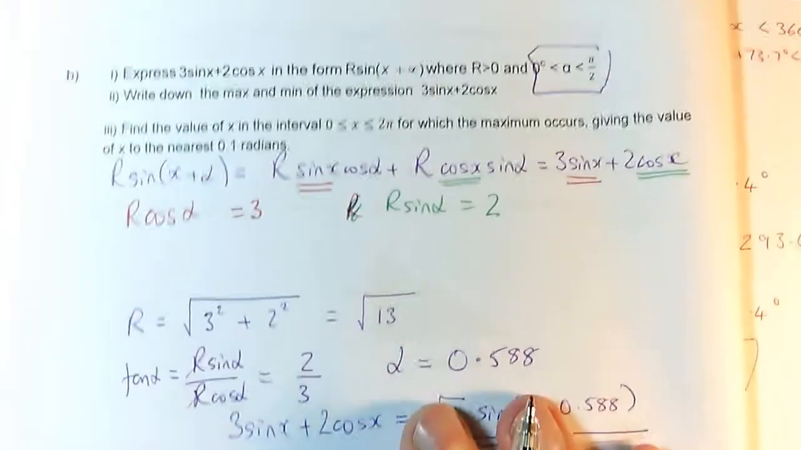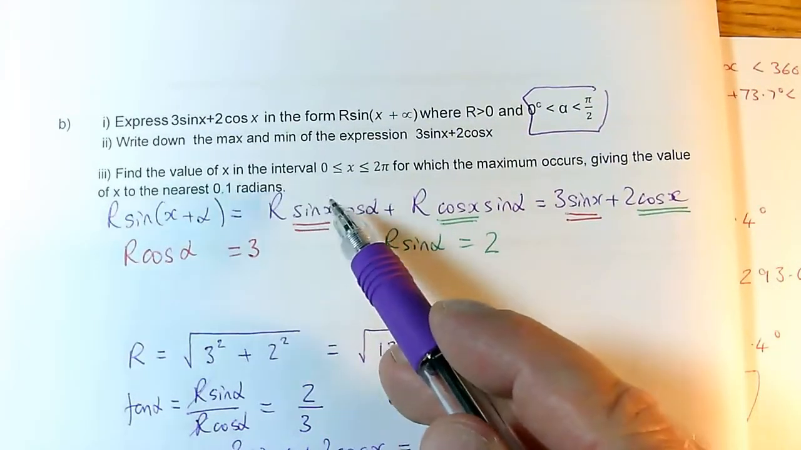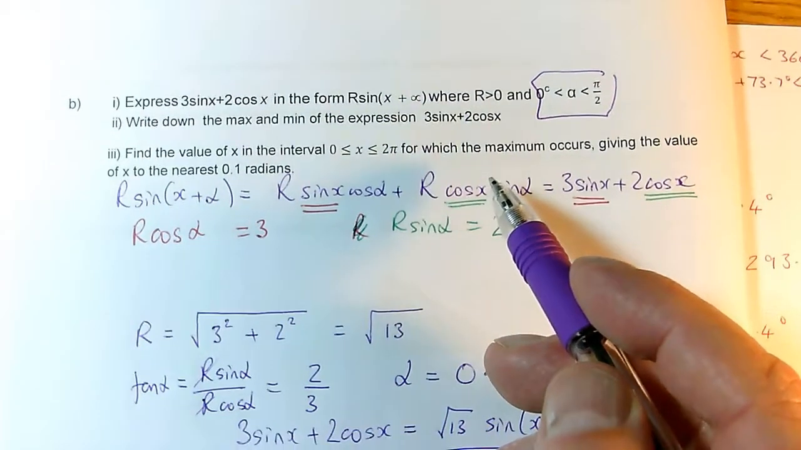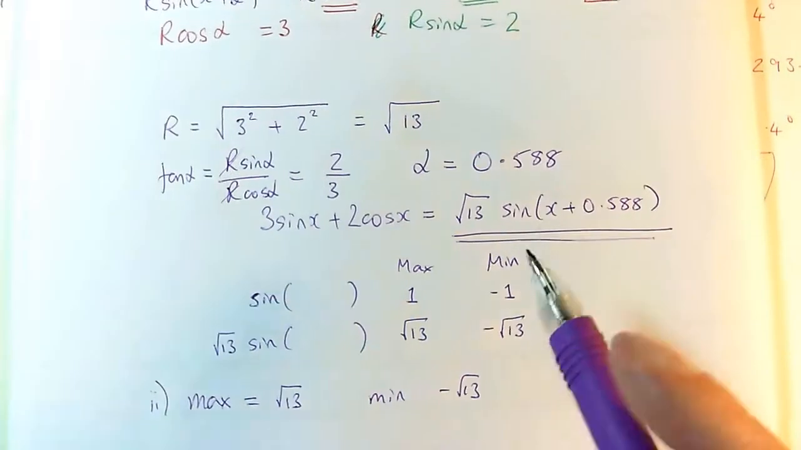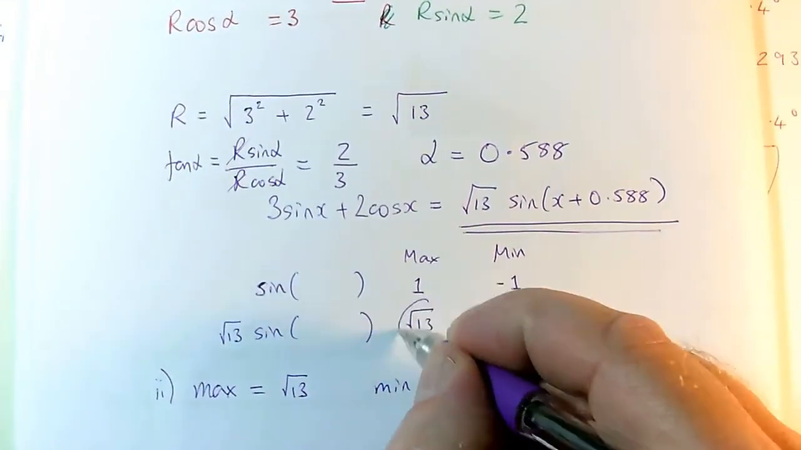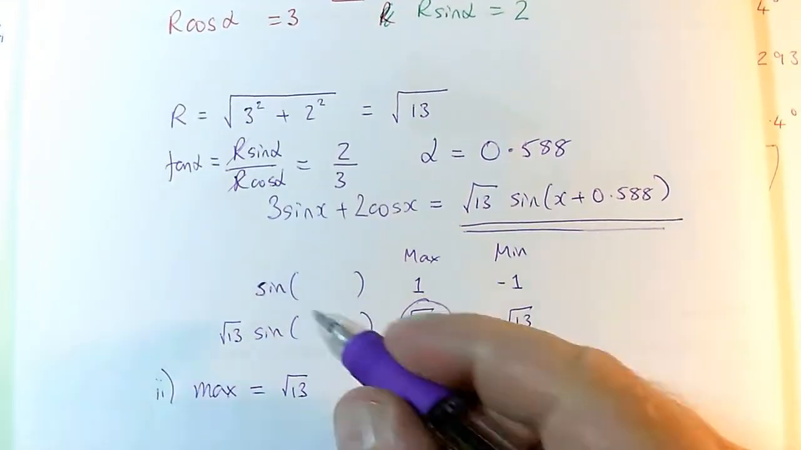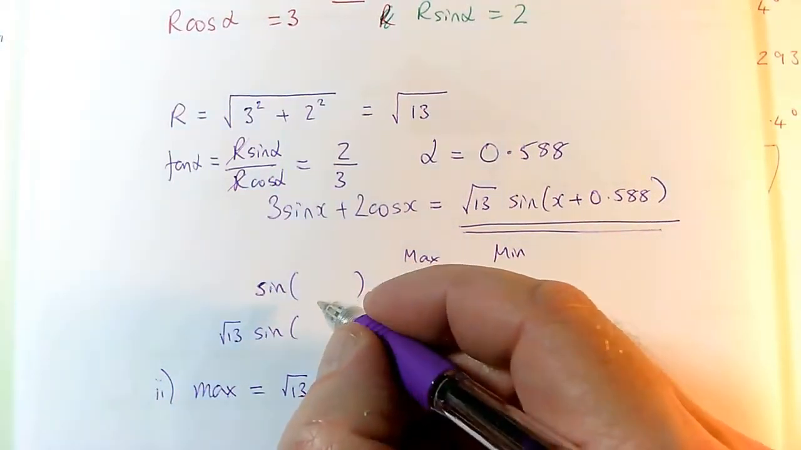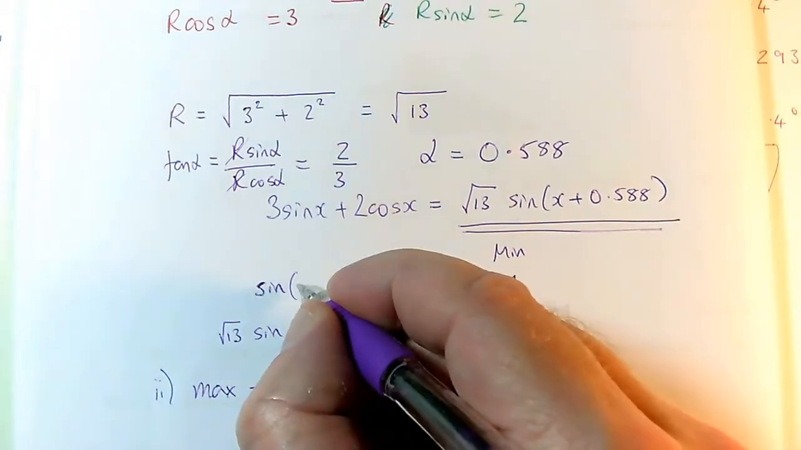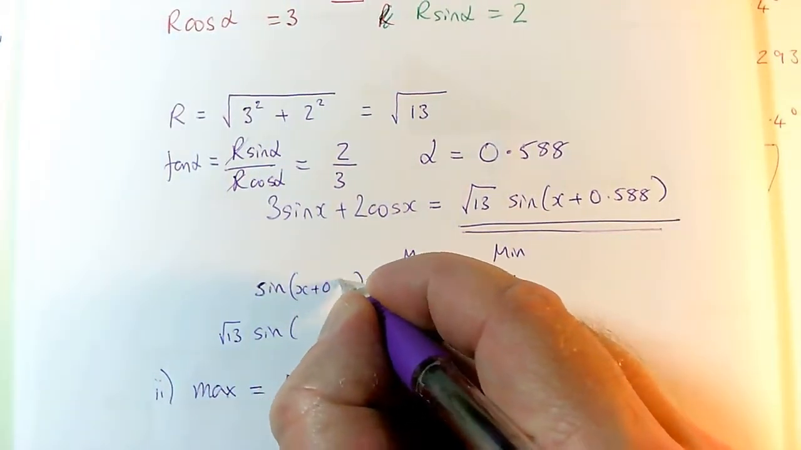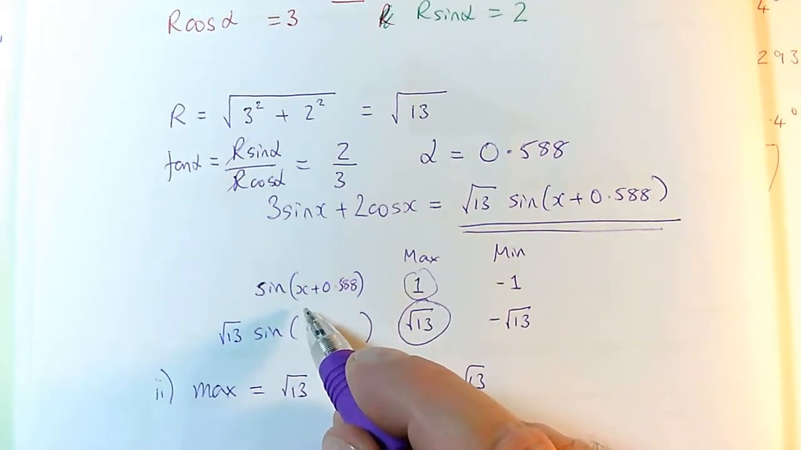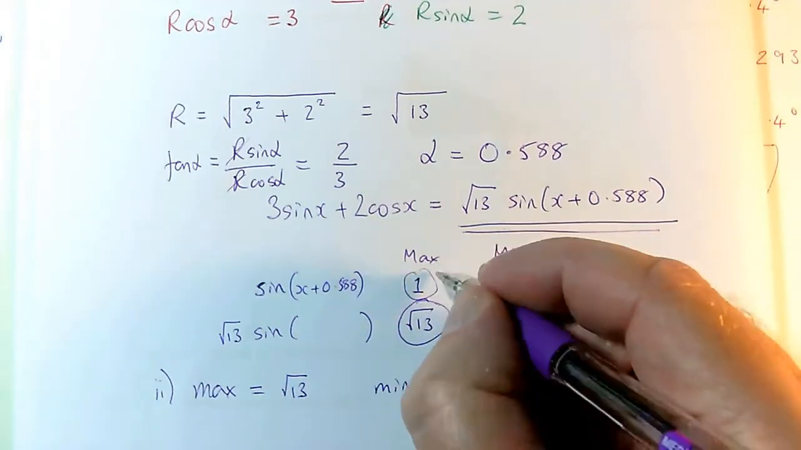Finally, we've got to get the value of x between 0 and 2 pi for which the maximum occurs. So how do I get the maximum? How did I get this root 13? Well, it's when sine of the bracket equals 1. The bracket I'm now going to fill in. I didn't need to for the last bit, but the bracket was x plus 0.588.